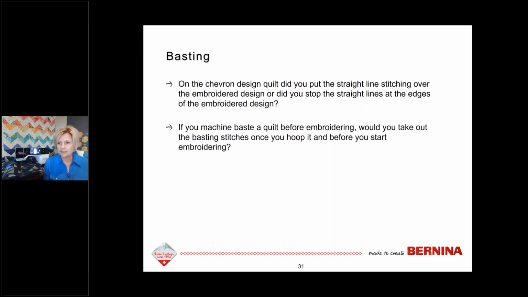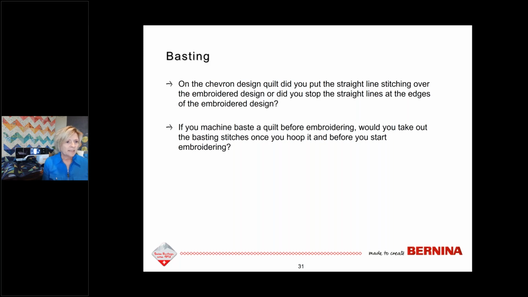And then basting. I think this is my last slide, Emily, so we'll go to your questions next. Basting on the Chevron quilt. Oh, I answered this one. Did you put the straight line over the embroidered, or did you stop it? And oh no, I didn't. I think this one's talking about the ruler work. I did not do the ruler work through the embroidery design. I stopped it on the edges of the design. But my basting stitch, I left it in and stitched right over it and then pulled it out.